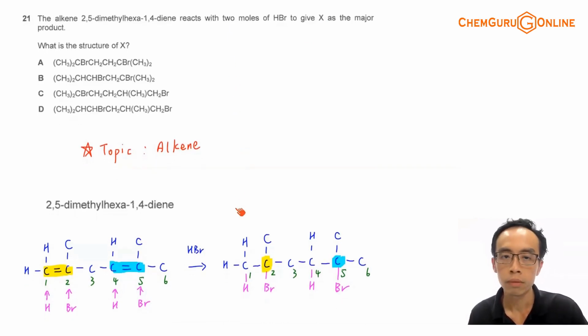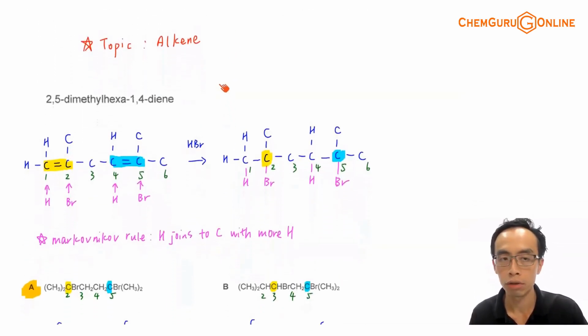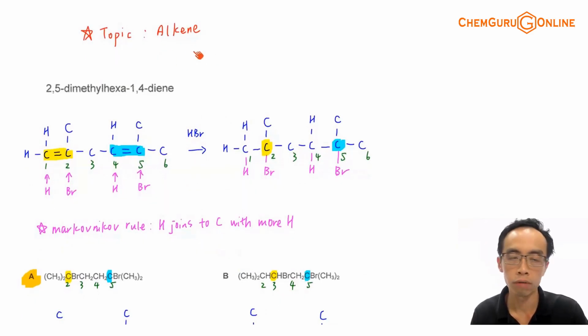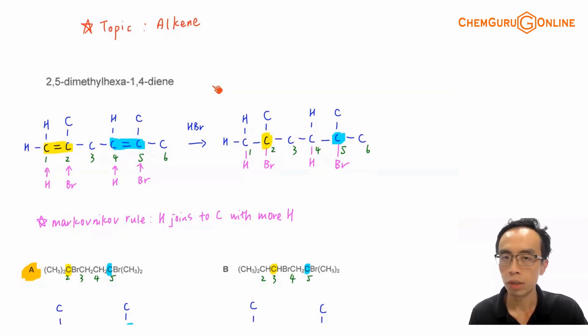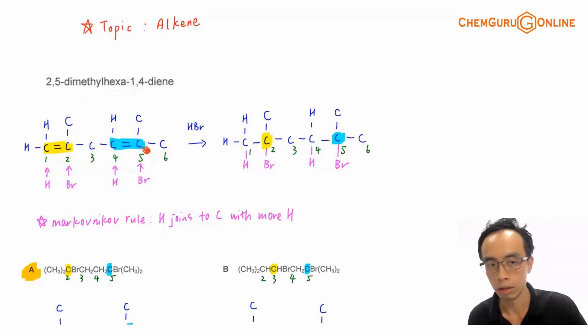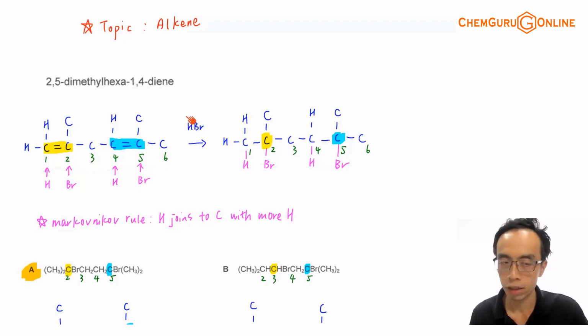Since this is an alkene, adding HBr, which is an electrophilic addition reaction, the topic tested in this question obviously involves alkene reactions. So first thing we do is we draw out 2,5-dimethyl-hexa-1,4-diene, which looks something like this. Fairly simple. I'll have 2 alkene functional groups. 1-ene double bond is between carbons number 1 and 2. 4-ene double bond is between carbons number 4 and 5.